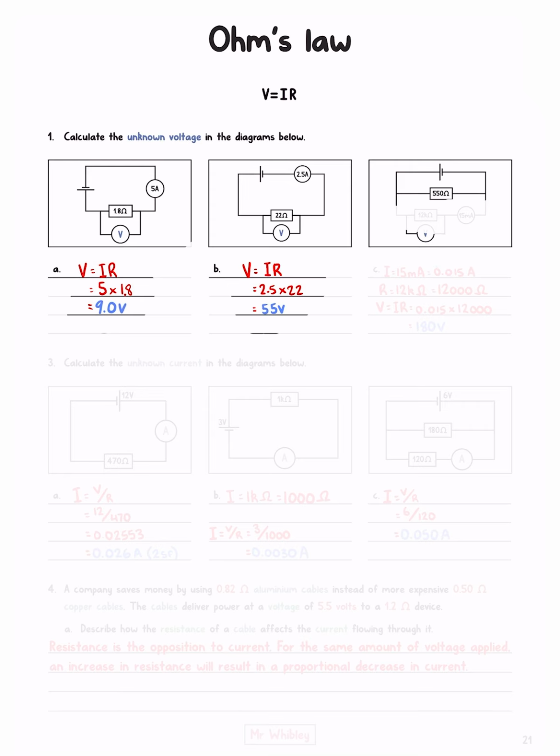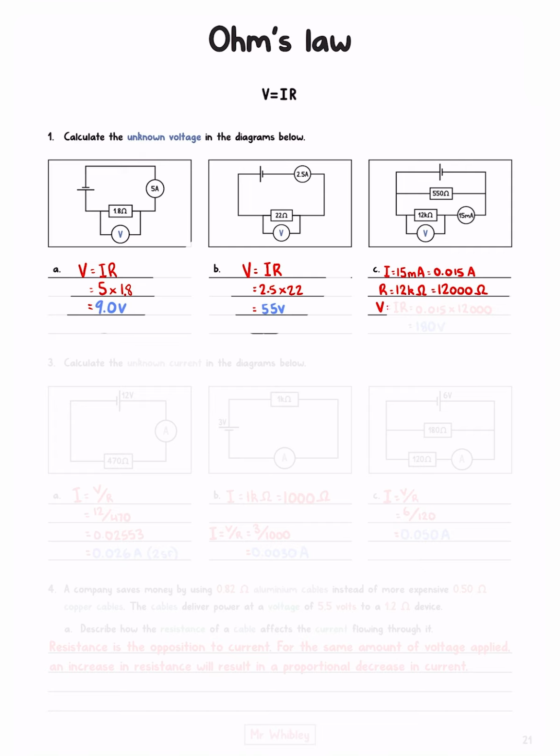And finally, in our last circuit, we have our voltage source, which is connected to a 550 ohm resistor, in parallel with another 12 kilo ohm resistor, and an ammeter measuring 15 milliamps. Our voltmeter is across our 12 kilo ohm resistor. And note that our 15 milliamp current is 0.015 amps, and our 12 kilo ohm resistance is 12,000 ohms.